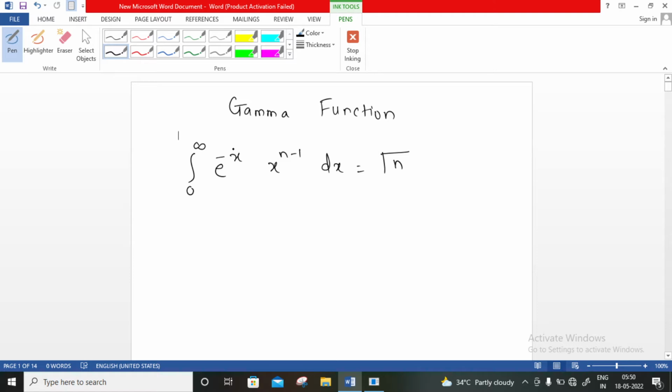The power of the exponential must be in linear form. Then the value of this integration becomes gamma of the power of the algebraic term. Suppose your integration is e raised to minus x, x raised to n, dx. Here there is no negative power minus 1, so you add and subtract 1, and then you write it as gamma n plus 1. This n is always a positive integer.